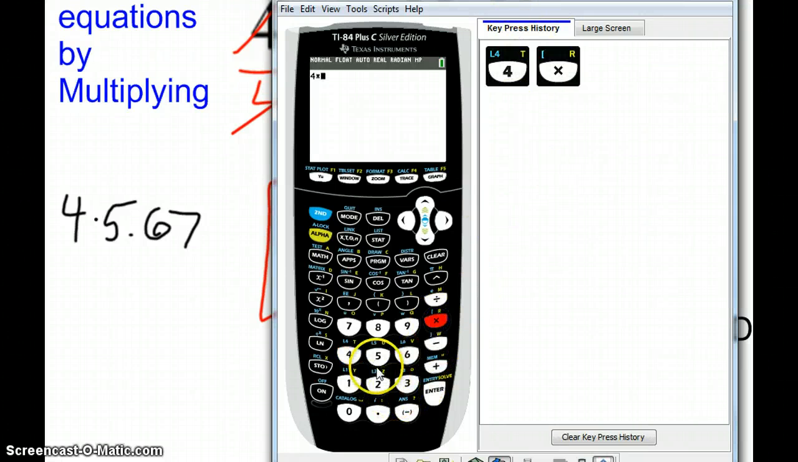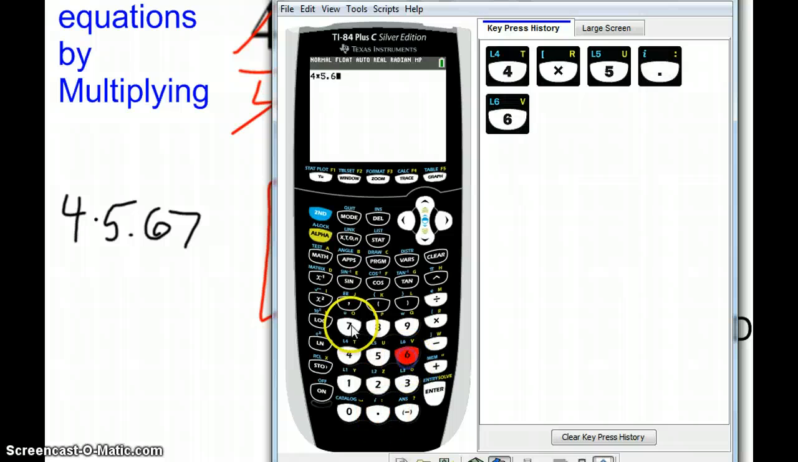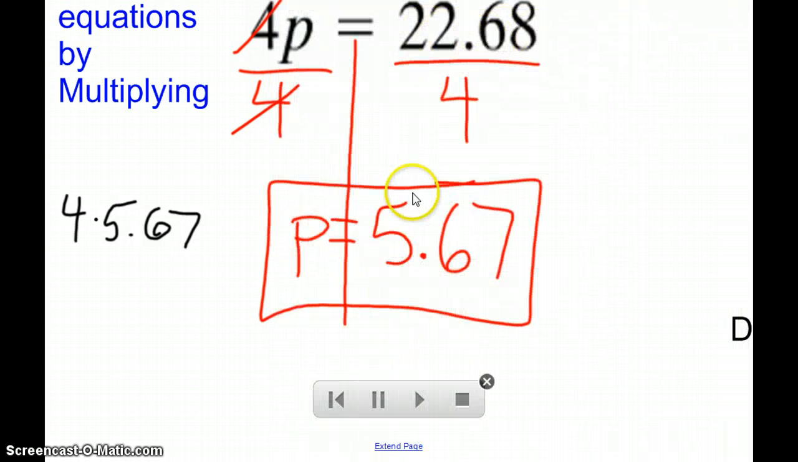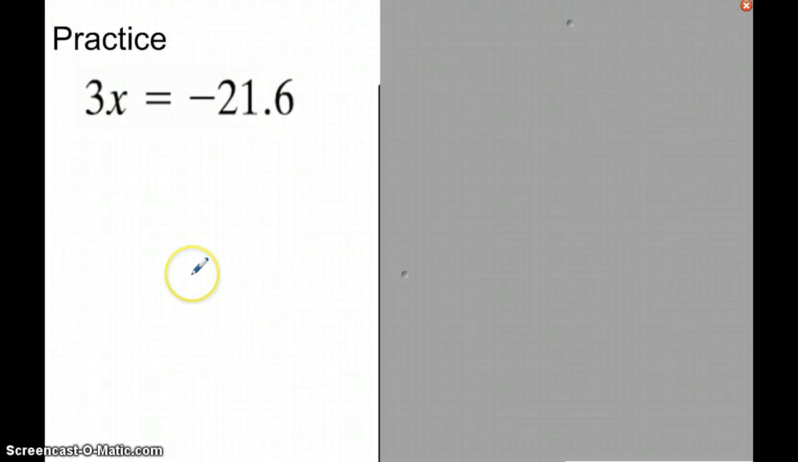4 times 5.67, okay, we'll see if that works. And we get 22.68. We get back to where we started. 22.68 was right there. So because we plugged our solution back in, now we know that our solution works. All right, go ahead and pause that if you need more time to record it. But we're going to go on to the next one.